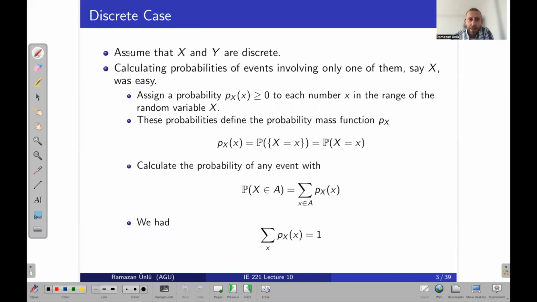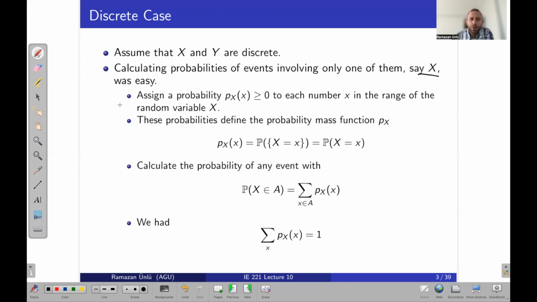Let's start with a discrete case and assume that x and y are discrete. Calculating probabilities of events involving only one of them, say x, was easy because we learned these things in the last lecture. We know how to deal with a single random variable.